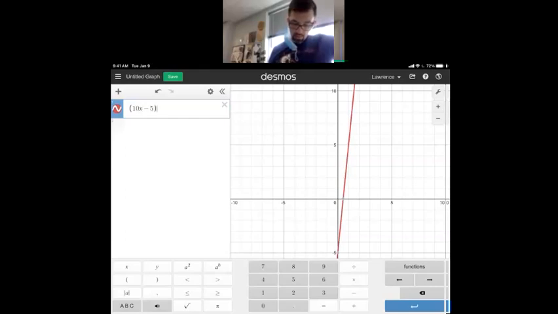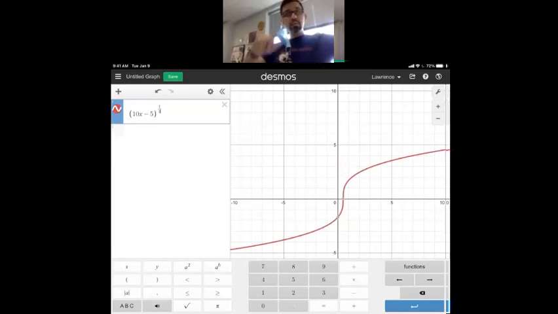I raise it to the 1/3 power, right? That's what a cube root is, the 1/3 power. So there's my cube root graph, right? It's that extended S.